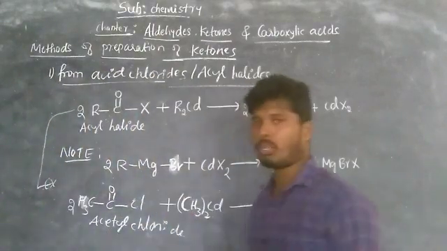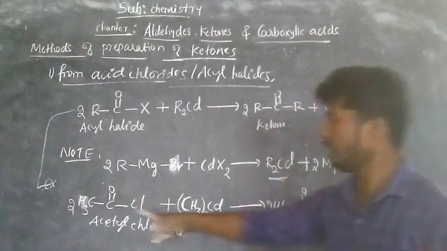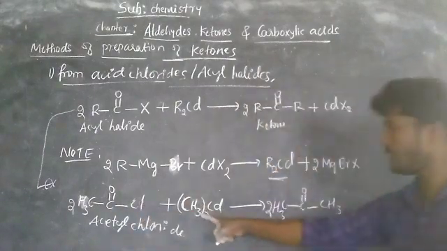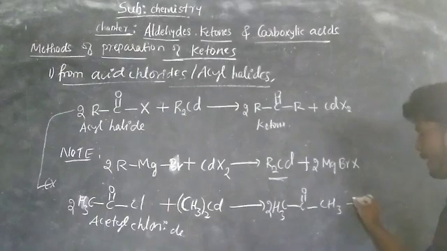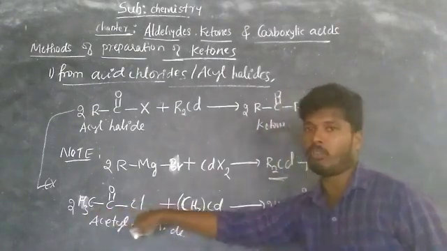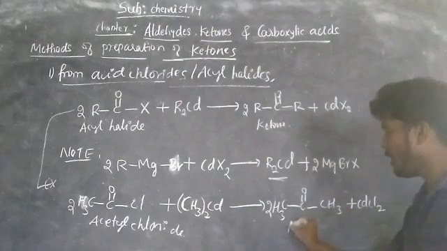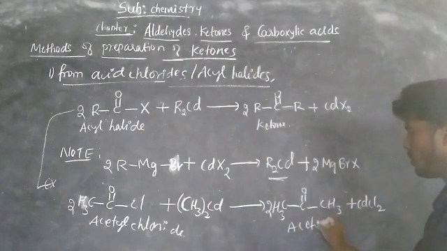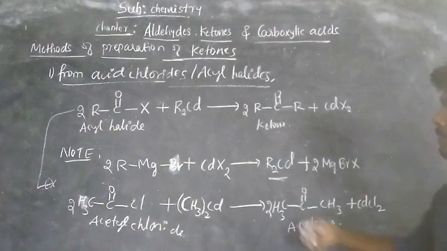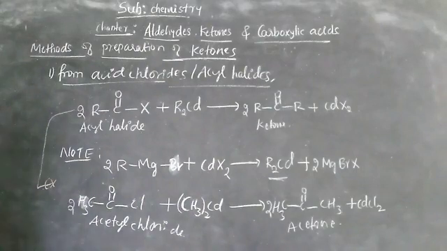Okay, now write here 2. 2 CH3CO, in place of Cl CH3 is added, plus cadmium and 1 chlorine; we are writing 2, therefore 2 chlorine atoms, becomes CdCl2, cadmium chloride. So you get a ketone from acid chlorides. Now take the second method.